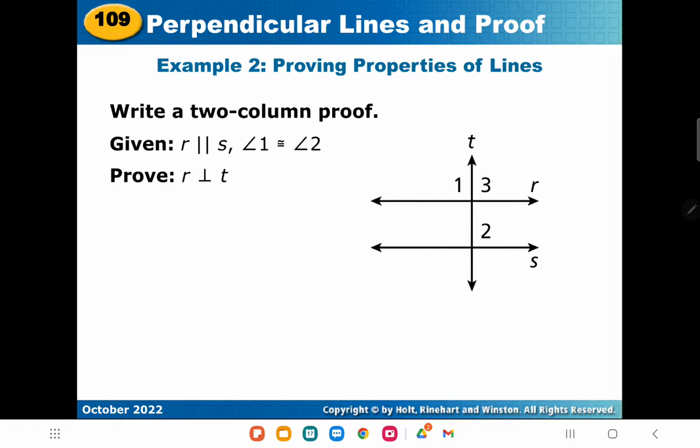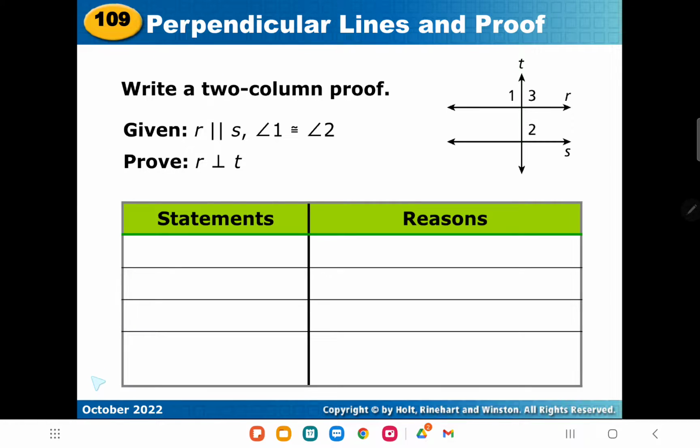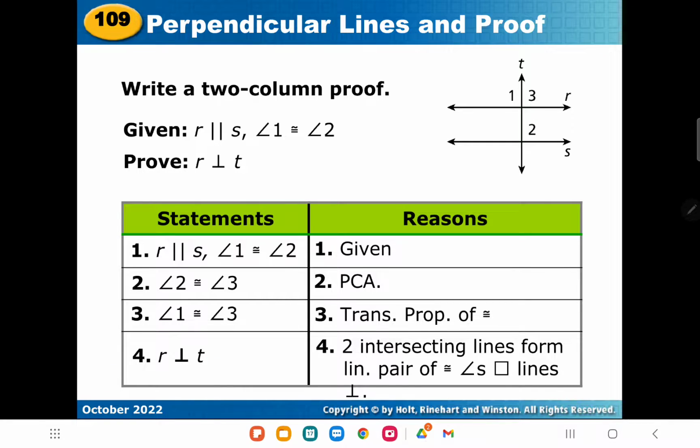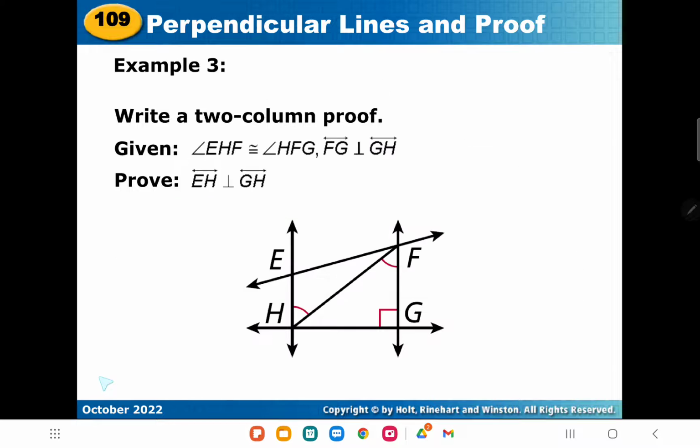We're given R is parallel to S. Angle 1 is congruent to angle 2. We need to prove that R is perpendicular to T. So what would this look like? We start with what we're given. We notice that because the lines are parallel, by PCA, 2 must be congruent to 3. By the transitive property of congruence, 1 must be congruent to 3. And then because 1 and 3 are a linear pair, we're going to point out that it's a congruent linear pair, and therefore the lines must be perpendicular.